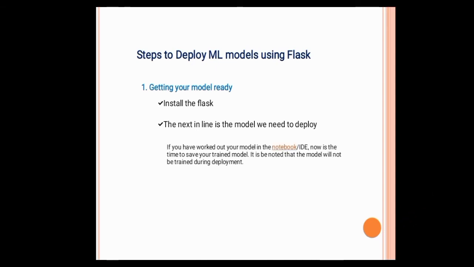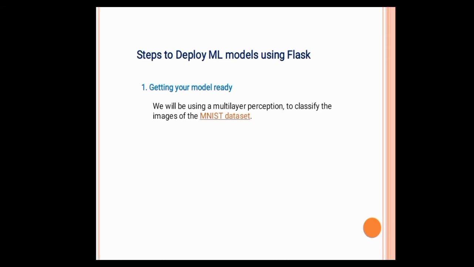We are working in a Jupyter notebook, and our trained model must be saved. It is to be noted that the model will not be trained during deployment. The model used in this process is trained on the MNIST dataset. This dataset stands for Modified National Institute of Standards and Technology database. It is a large database of handwritten digits and is commonly used for training various image processing systems.